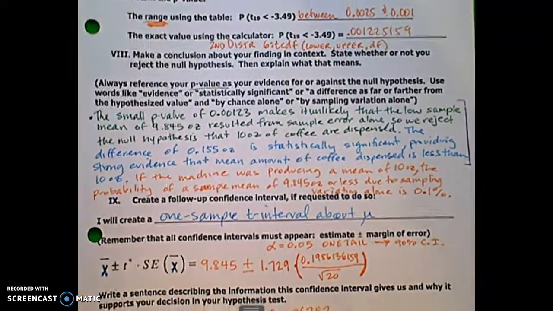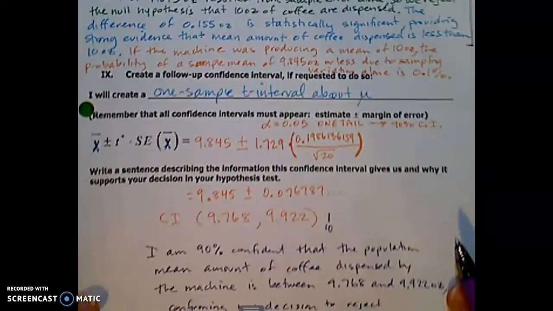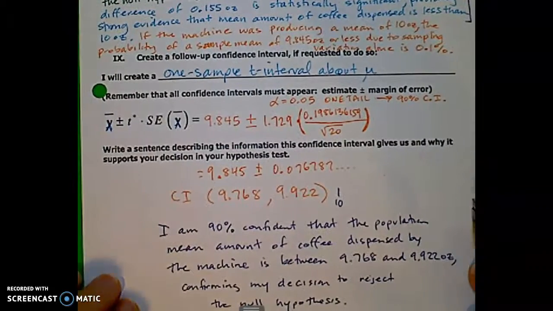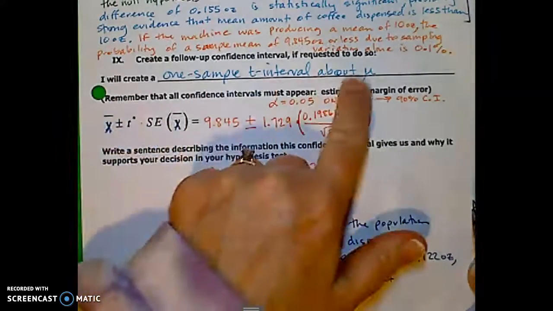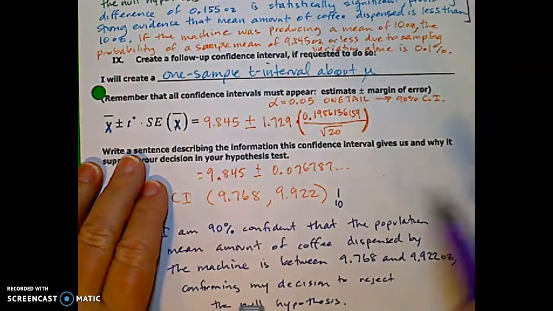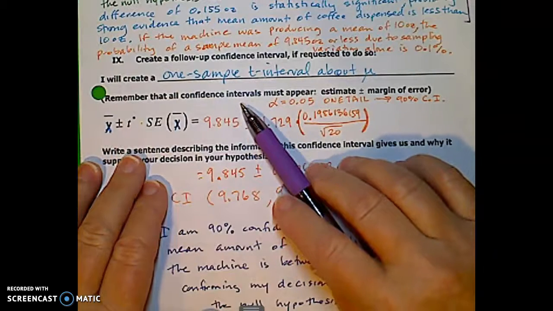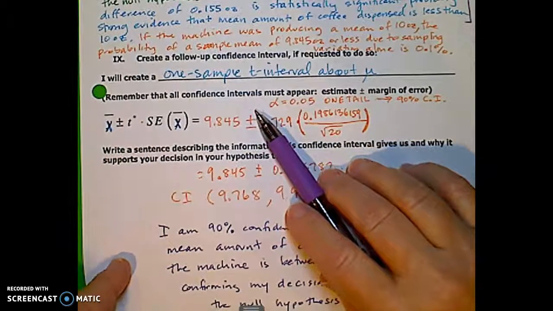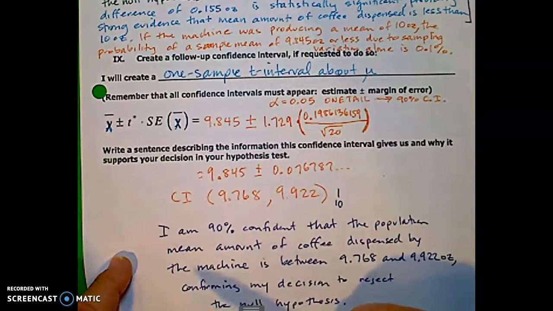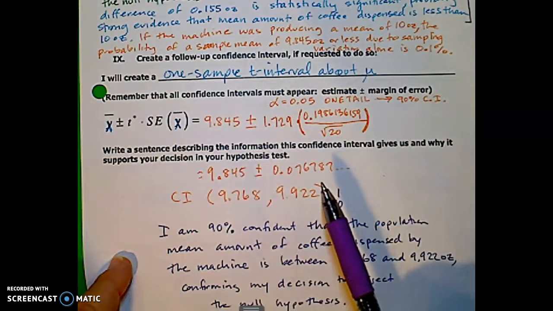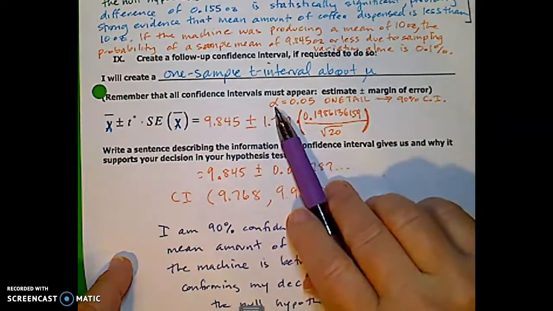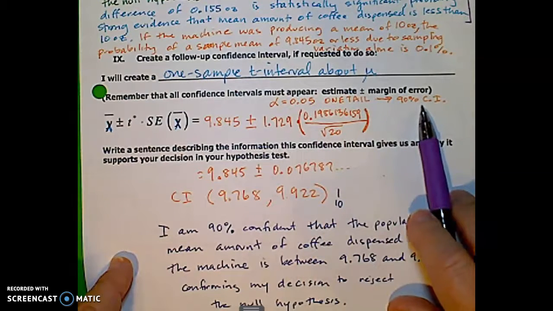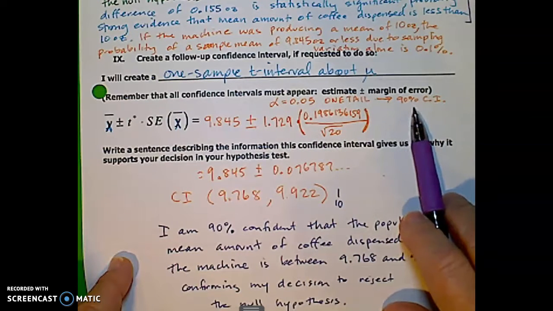Alright, we can do a follow-up confidence interval. You don't always have to do that, but a lot of times you'll be requested to do it. So on this one, we'll create a 1 sample t interval about the mean. Keep in mind that confidence intervals are always two-sided or two-tailed. So you want your confidence interval to match the significance level you used in your hypothesis test. We used a significance level of 5% for a 1 tail. So that means for our confidence interval, we need to use 90%.